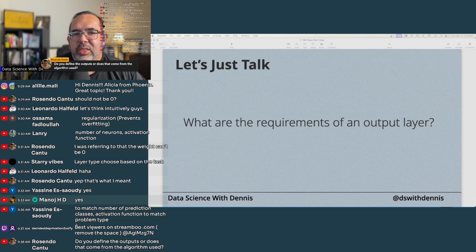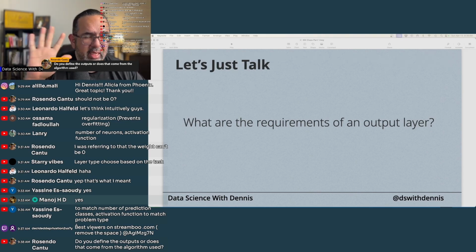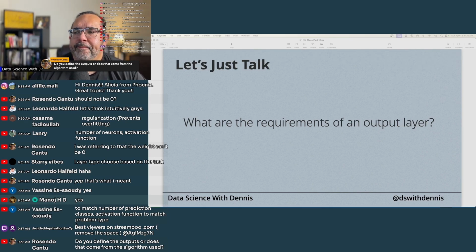So that's not a function of the algorithm. You're going to design an algorithm for that. You're going to design a neural network for that. But that number 5 comes from the business problem you're trying to solve. Okay, you guys with me on that?